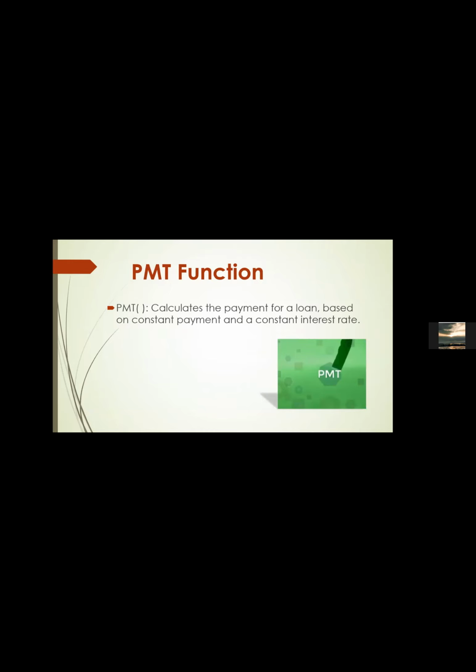PMT function. Calculate the payment for a loan based on constant payments and a constant interest rate. PMT, one of the financial functions, calculates the payment for a loan based on constant payments and a constant interest rate. Use the Excel formula to figure out a monthly loan payment. Syntax: PMT(rate, NPER, PV, FV, type).